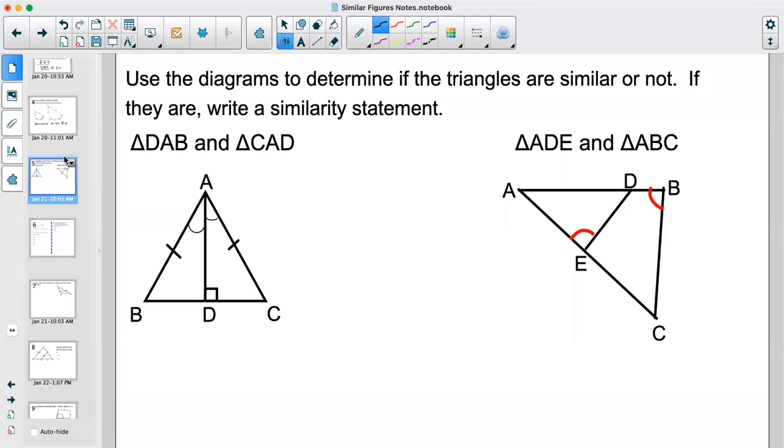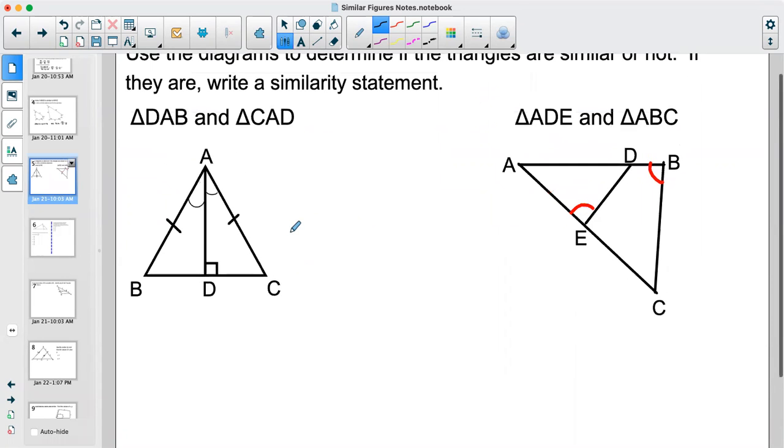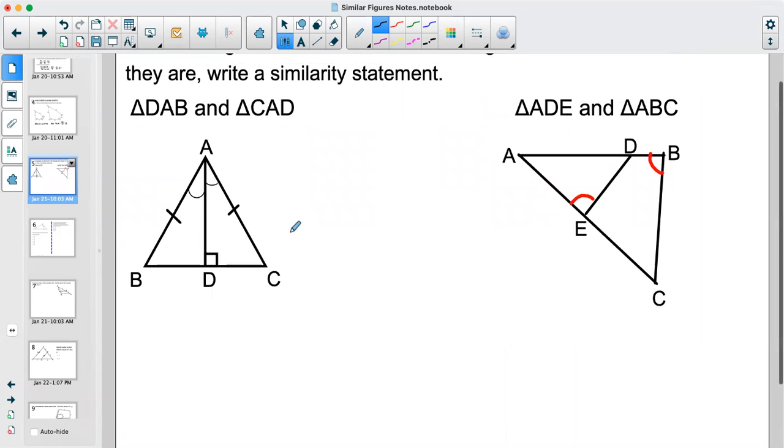And we're back. So determine if the triangles are similar. If they are, write a similarity statement. Okay. So this is a little more confusing because now my shapes are kind of combined. They're next to each other. But if I look here, triangle DAB is this one. And triangle CAD is this one.